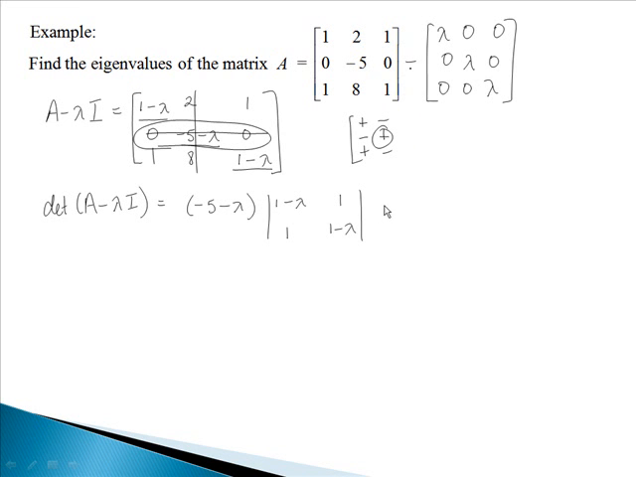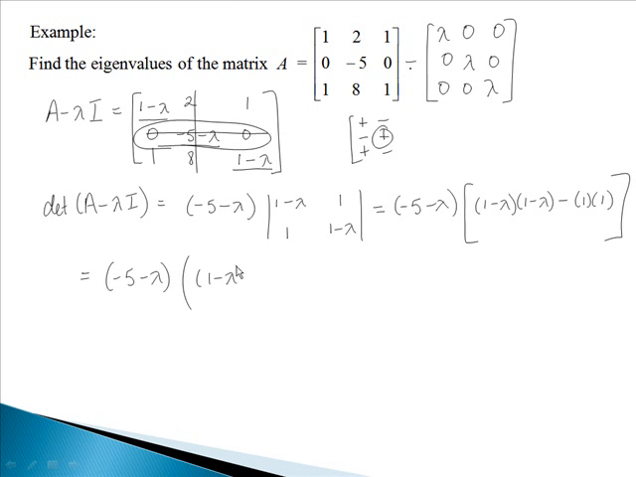And now when we take the determinant of this, we're going to still have -5 minus lambda. Then I'm going to multiply that by the determinant of this 2 by 2. So I'm going to multiply 1 minus lambda times itself, 1 minus lambda, minus then 1 times 1. So we have -5 minus lambda now multiplied by 1 minus lambda squared minus 1.